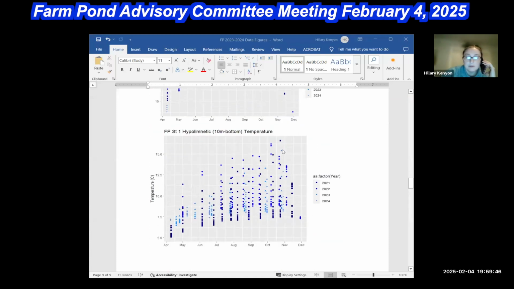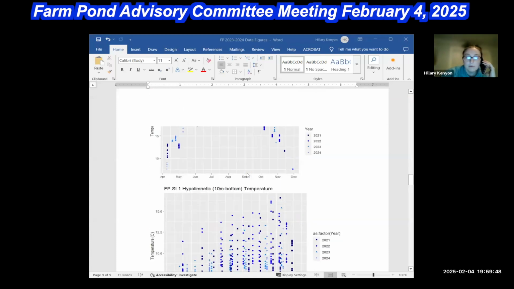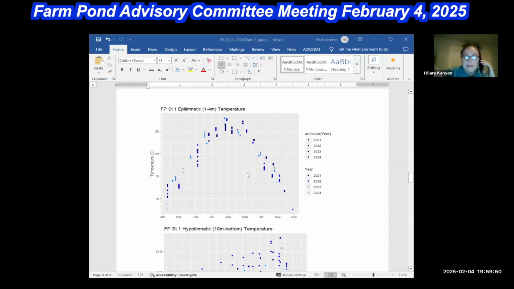There's a couple other things I wanted to show you here. I was looking to try to figure out in the historical data, I have not looked at weather data from 2022 yet, but this is the temperature from 1 to 4 meters, so I'm considering that the epilimnion here. And I was looking to see if there was an increase in early season temperature in the surface waters in 2022 that could have caused stronger stratification, which would have worsened the anoxic conditions.